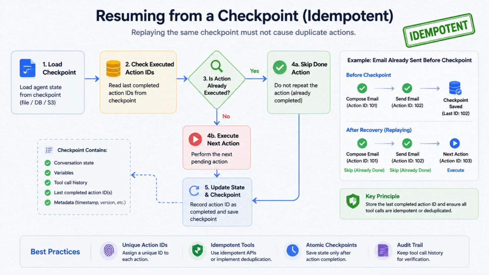Resuming from a checkpoint must be idempotent. Replaying the same checkpoint should not cause duplicate actions. For example, if the agent had already sent an email before the checkpoint, replaying should not send it again. Solution: store the last completed action ID. On recovery, skip already executed actions. Also ensure that tool calls are idempotent or implement deduplication.